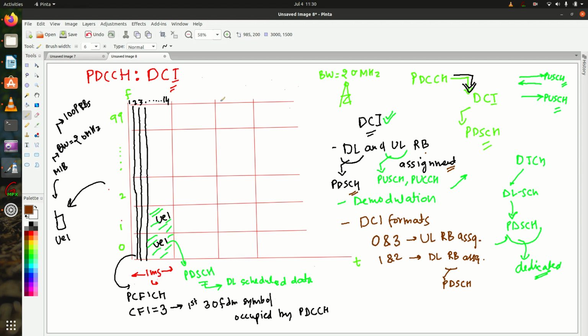Apart from downlink and uplink resource block assignment, DCI also provides information related to TPC, that is transmission power control. It means if the network wants to change the UE power to send the uplink message, it will use TPC. It also provides some information related to HARQ.